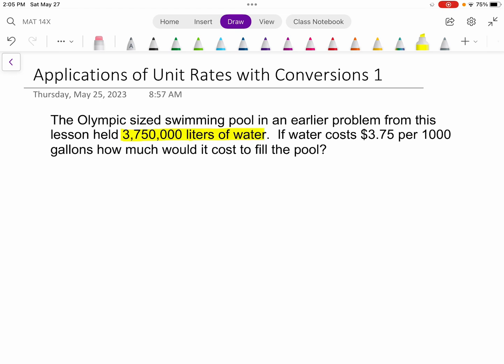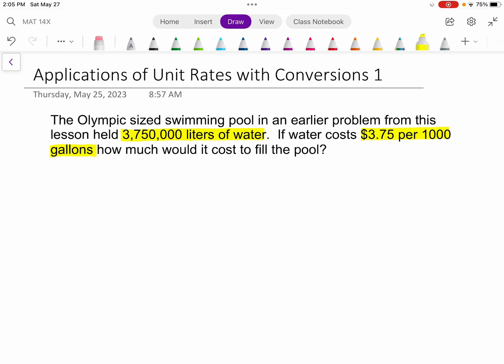it held 3,750,000 liters of water. Now, if you go to a website and look up the cost of water, there's a tiered system, but when you get beyond a certain amount, which obviously this is, water costs $3.75 per 1,000 gallons. And so if I wanted to fill the pool, how much would it cost?